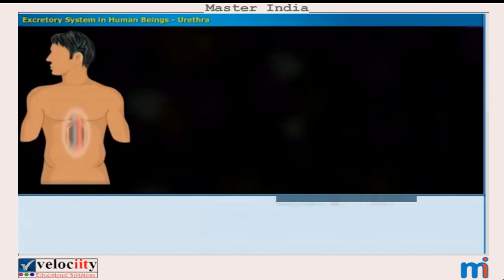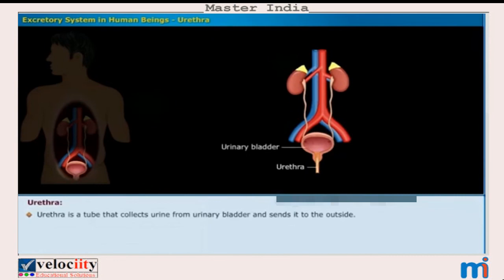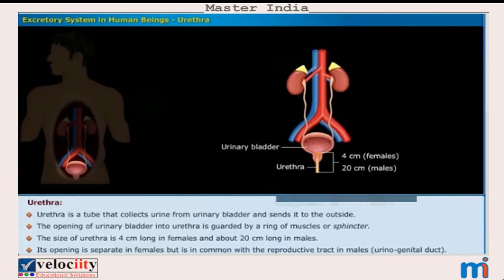Let us learn the functioning of urethra in detail. Urethra. Urethra is a tube that collects urine from the urinary bladder and sends it to the outside. The opening of the urinary bladder into the urethra is guarded by a ring of muscles or sphincter. The size of the urethra is 4 cm long in females and about 20 cm long in males. Its opening is separate in females but is in common with the reproductive tract in males, the urinogenital duct.